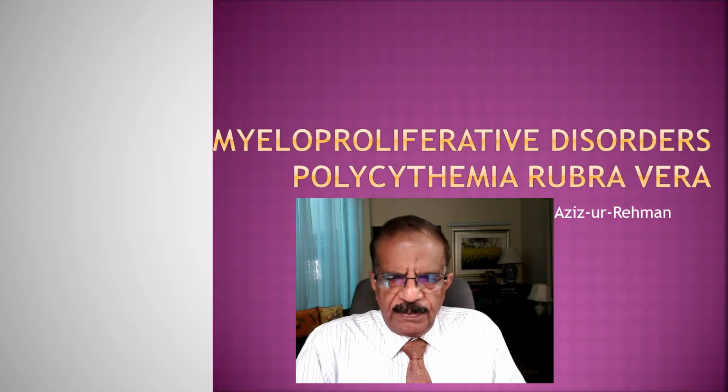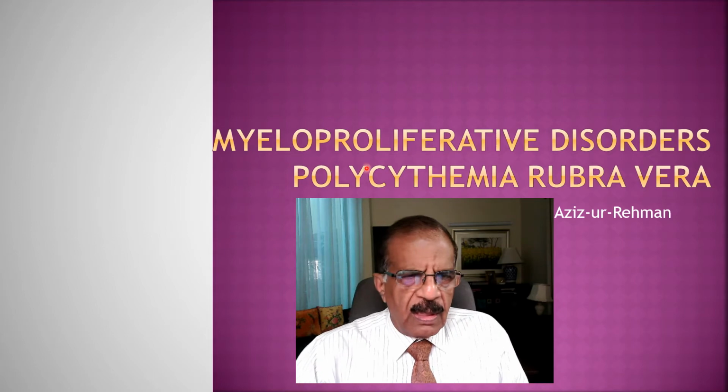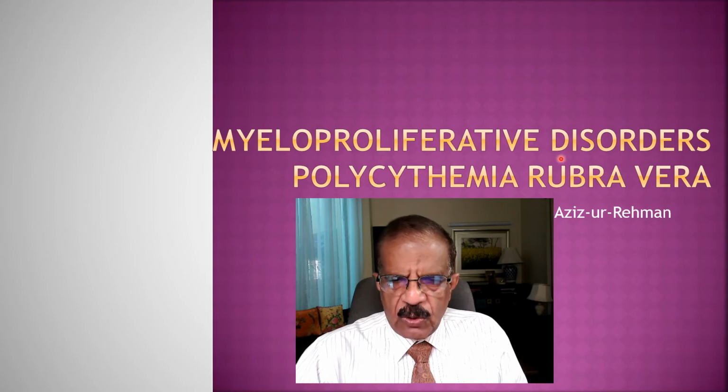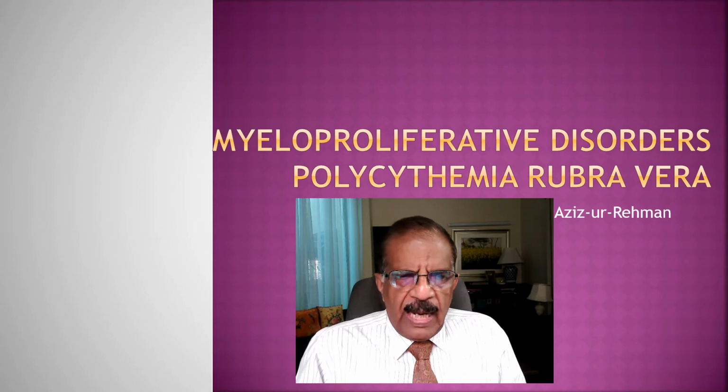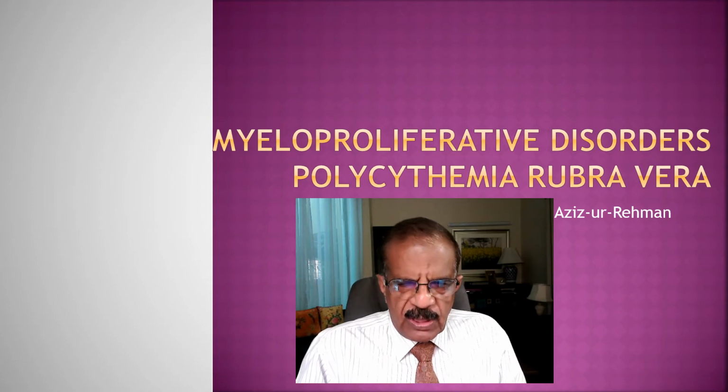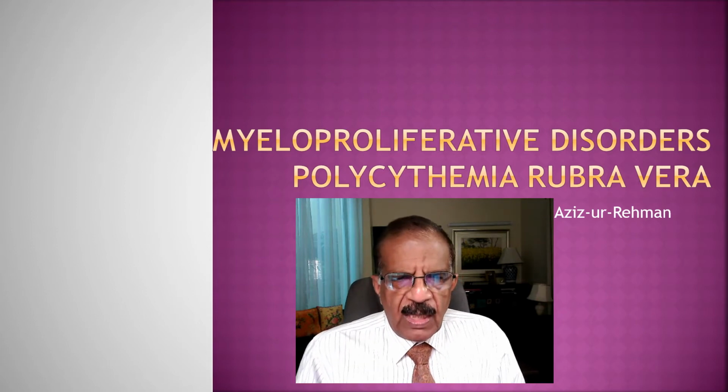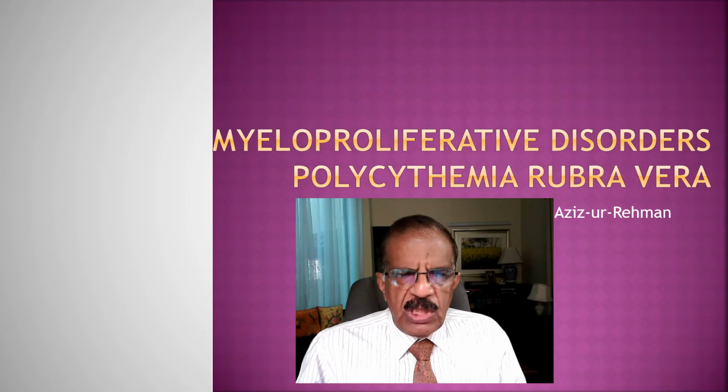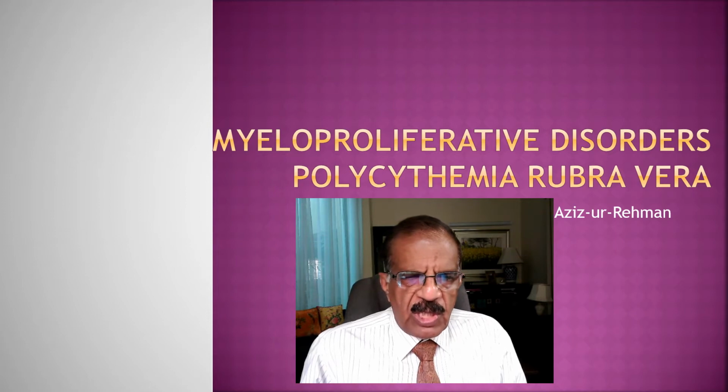Professor Aziz-ur-Rehman here. We have covered one main condition out of this group of disorders called myeloproliferative disorders. We have covered chronic myeloid leukemia in detail. As these videos are basically meant for internists or younger physicians, I will restrict my talk to a certain level, and I'm going to cover the remaining three conditions out of this group: Polycythemia Rubra Vera, essential thrombocytosis, and myelofibrosis, all three conditions in one lecture.